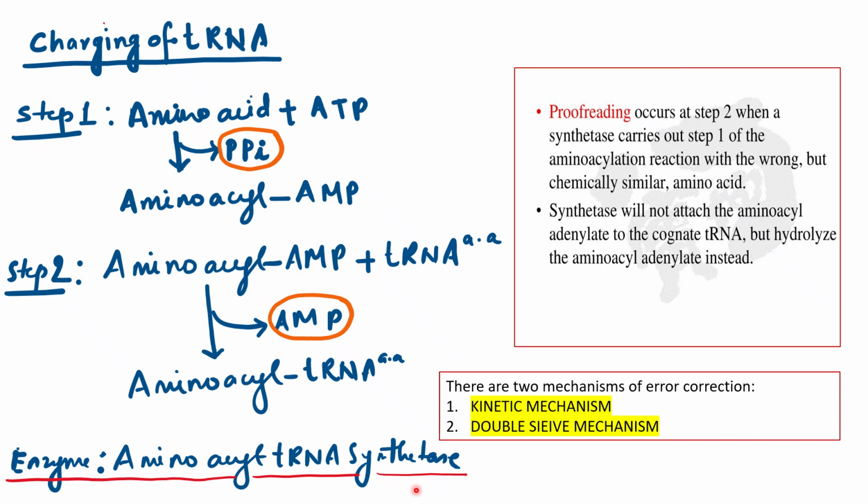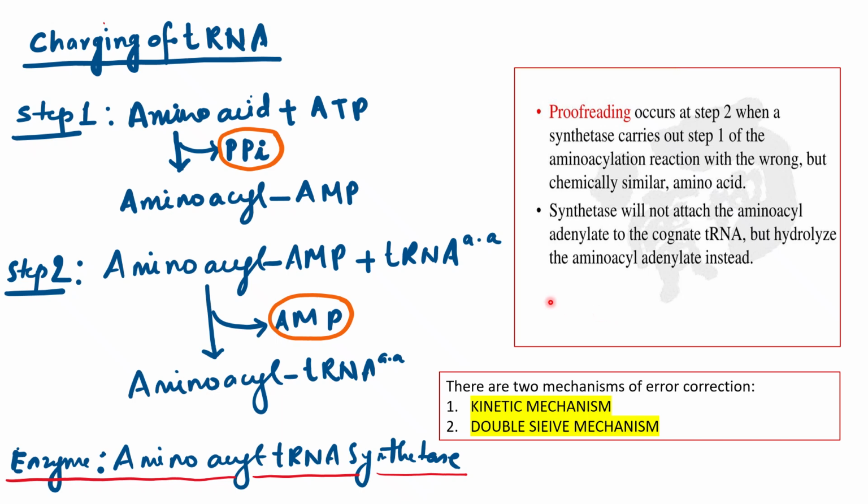Now, let us understand where the proofreading takes place. So proofreading occurs at step 2. Synthetase can activate the wrong amino acid as well in some cases, but it will never allow that wrongly activated amino acid to attach to a tRNA. Synthetase will not attach aminoacyl AMP to the cognate tRNA. Instead, the aminoacyl AMP gets hydrolyzed at the active site if the match is incorrect.